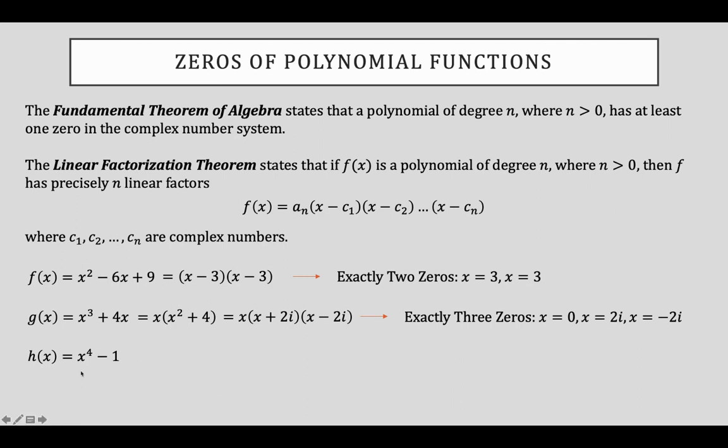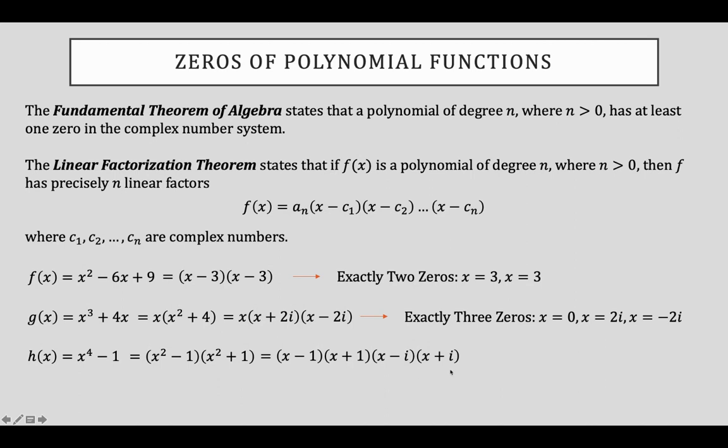Notice here I have a quartic polynomial. This is a 4th degree polynomial. Could we factor this? Sure. Using the difference of squares, we have (x squared minus 1) times (x squared plus 1), which we could then continue to factor into (x minus 1) times (x plus 1) and (x minus i) times (x plus i). All right, this would be the completely factored form, including imaginary components of our factors.